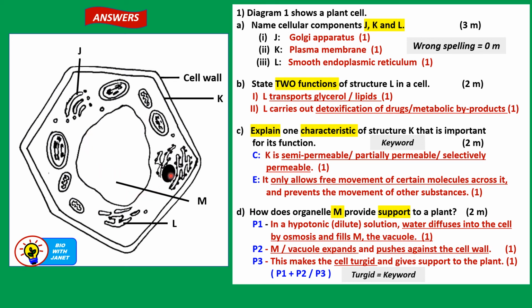And in this way, collectively, the cells will give support to the plant. So you write cell turgid for the third point. Give support, no more marks, because it's already here, provide support to the plant. So no more marks for this, but it's just to link it all together. Link the answer with the question, right? So P1 must be in. Water diffuses into the cell by osmosis and fills the vacuole. Then either P2 or P3. All right. So total here is actually 2 marks.